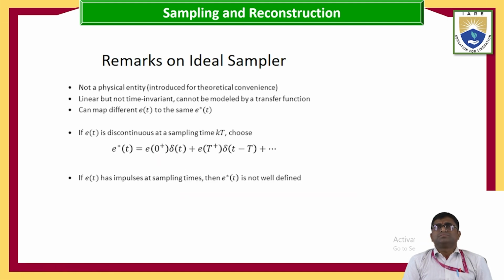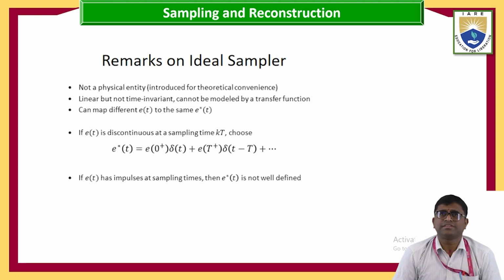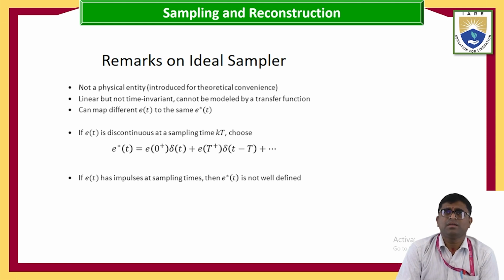Next, remarks of the ideal sampler. What are the remarks you have to take in? Okay, it is not a physical entity. That is nothing but introducing the theoretical convention, linear but non-time invariant, and it cannot be modeled by a transfer function. Okay, can map the difference E of t and same as this one. If E of t is the discontinuous signal, sampling k of t, then E of t equals that, the conjugate of this one. Okay, E of t plus 1 like this it is coming.